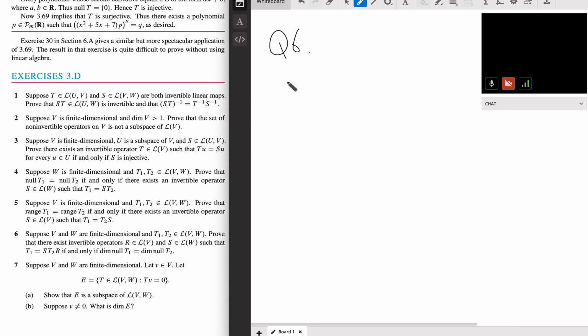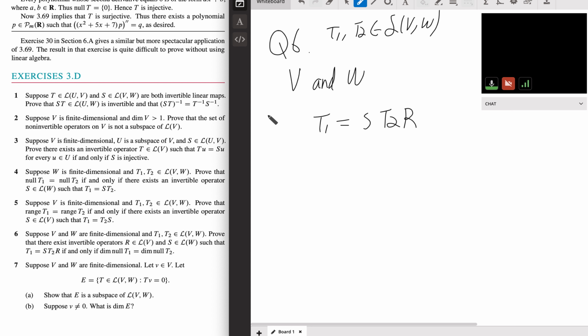Well, yeah. Okay. Let's go to question 6. Suppose V and W are finite dimensional and T1, T2 lie inside of the linear maps from V to W. You want to prove there exist invertible operators S and R such that T1 equals S T2 R if and only if... Okay, so we'll go this way.